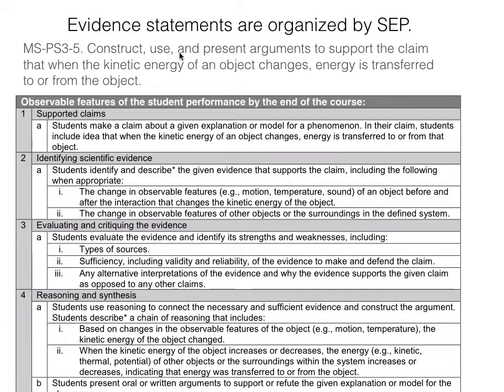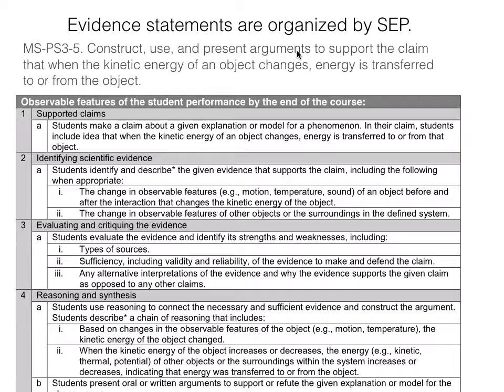It's construct, use, and present arguments to support the claim that when kinetic energy of an object changes, energy is transferred to or from the object. Now, hopefully, if you've been looking at NGSS PEs, you know that they are constructed by stringing together the three NGSS dimensions, including the SEPs. So which SEP are we using in this one? Well, there's the word argument and claim. We're looking at using arguments from evidence in this particular case.